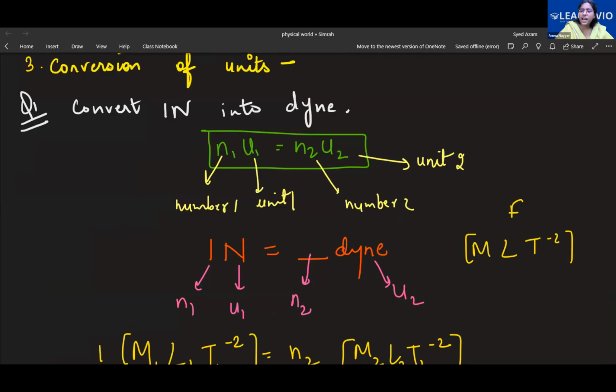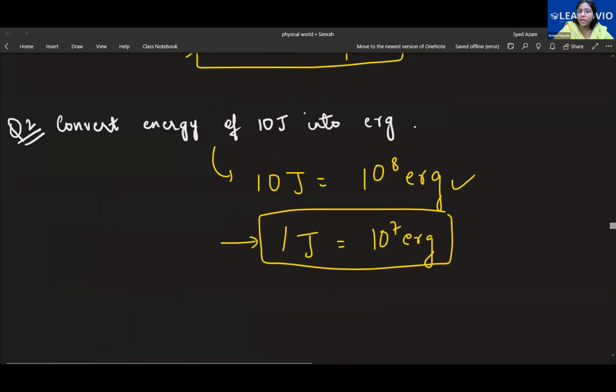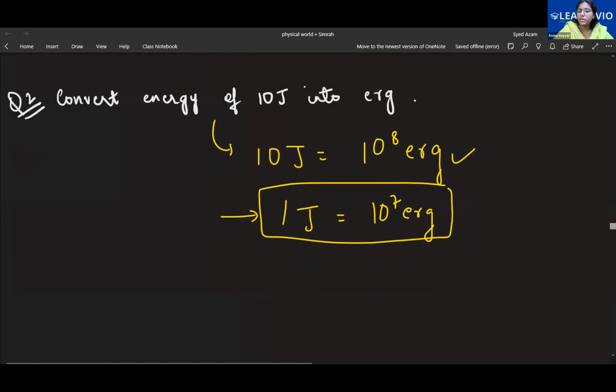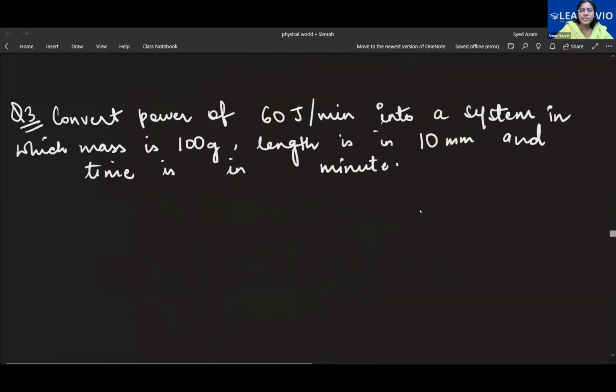So basically we have completed this chapter, but a few good questions are left which we need to cover. This you solved by yourself and you got the answer correct also. 10 joules is 10 to the power 8 ergs. So this is how we solve. There's this question. I'll do it. We'll just have a discussion.